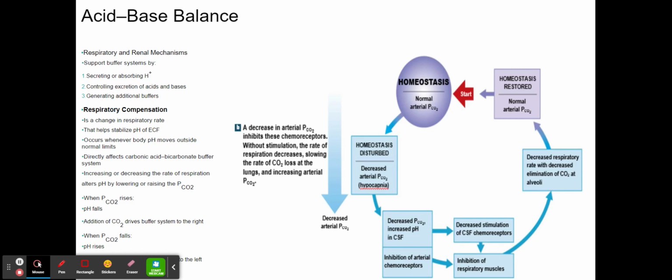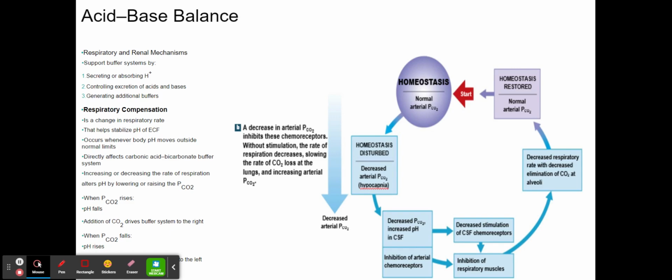When the PCO2 increases, the pH decreases because the addition of carbon dioxide drives the carbonic acid bicarbonate buffer system to the right. When the PCO2 falls, the pH increases because the removal of carbon dioxide drives that buffer system to the left. Chemoreceptors of the carotid and the aortic bodies are sensitive to the PCO2 of circulating blood. Other receptors located on the ventrolateral surfaces of the medulla oblongata monitor the PCO2 of the CSF.